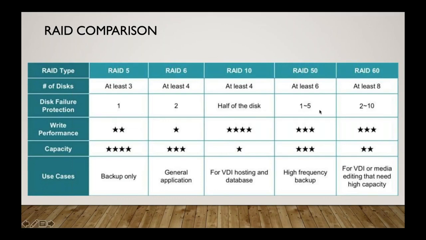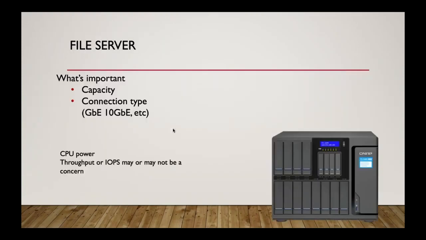So RAID 60 and 50 can be excellent for video editing because they give excellent throughput. RAID 10 could be excellent for virtualization because it gives excellent IOPS. Most file servers would choose RAID 5 or 6 for maximum capacity. So this is what you can think about when you optimize your RAID configuration.